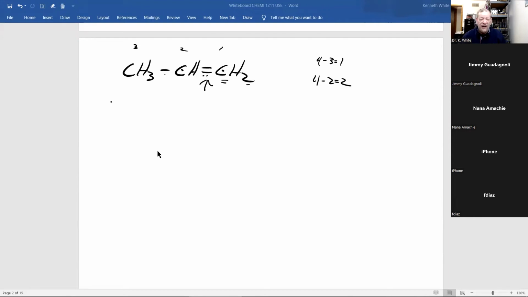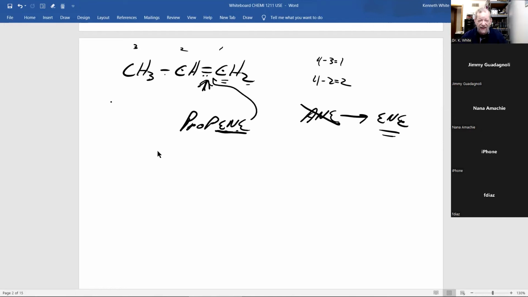So it's propane, but the ane ending, propane, you drop, and it's a double bond. So you add ene ending, propene. Again, the ane ending at the end of the alkane is dropped and it's changed to ene ending. And that's why I said earlier, the ene ending tells you there's a double bond.